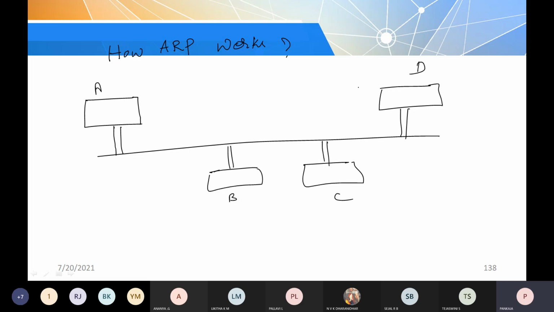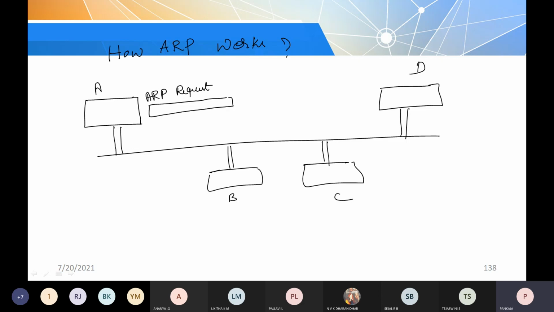So in that case, it can send a request, which is called an ARP request. We have already discussed how request and response work, but here it is with respect to finding the physical address knowing the logical address. So this is the ARP packet or ARP request. What information is it going to have in this particular ARP packet?